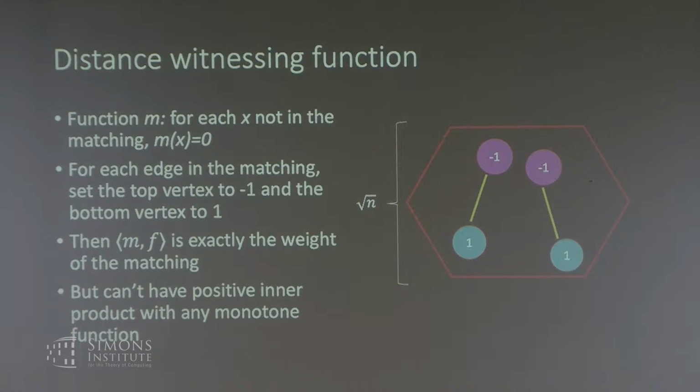Remember, the witness has to be a polynomial. So we're going to define a distance witnessing function, m of x, for each x. If x is not matched in this maximum weight matching, then m of x is going to be 0. Otherwise, for each edge in the matching, we'll set the top vertex to be -1 and the bottom vertex to be 1. So we can now observe that the inner product of m with f is exactly the weight of the matching, but it can't have positive inner product with any monotone function, because for any monotone function, this top vertex is going to be bigger than the bottom. So the inner product will always be non-positive.